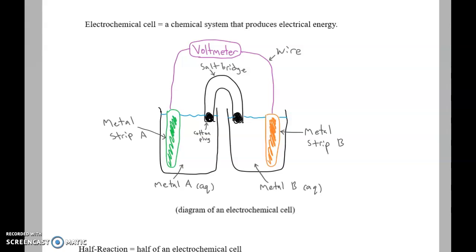We're not going to focus on all parts of the electrochemical cell, we're just going to focus on the beakers. So the beaker on the left contains metal strip A, which is in a solution of metal A ions. And the beaker on the right contains metal strip B, and it's in a solution of metal B ions.